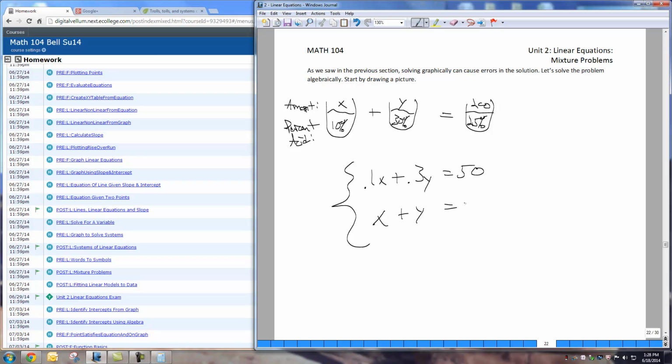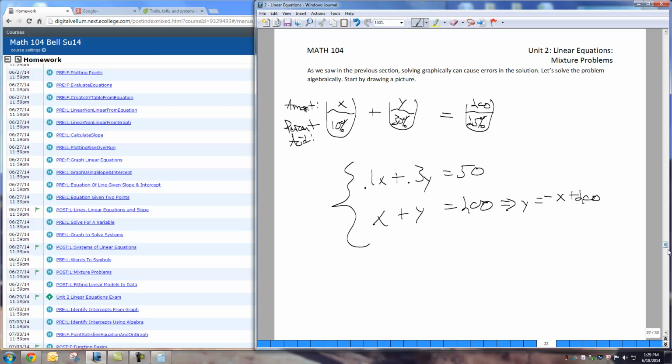So that's how we'll set these problems up. One equation will be your amount. The other equation will be these two things multiplied together. So x times 0.1 plus y times 0.3 equals 200 times 25%. So this was the equation that I graphed before. And then if we went to intersect it with this equation, notice what this becomes when I solve for y. Y equals negative x plus 200.